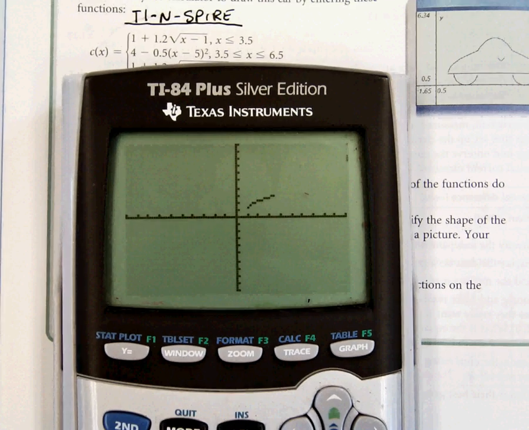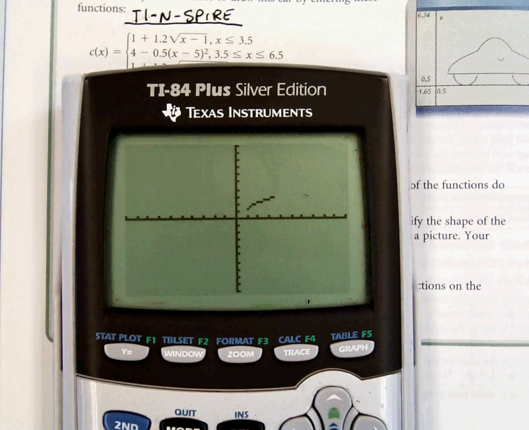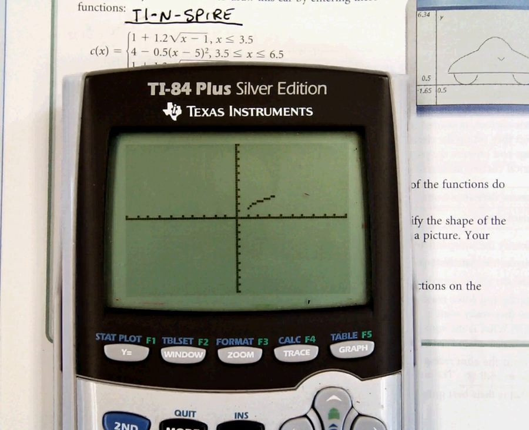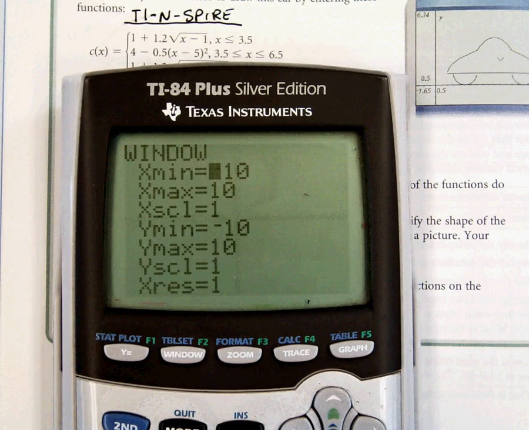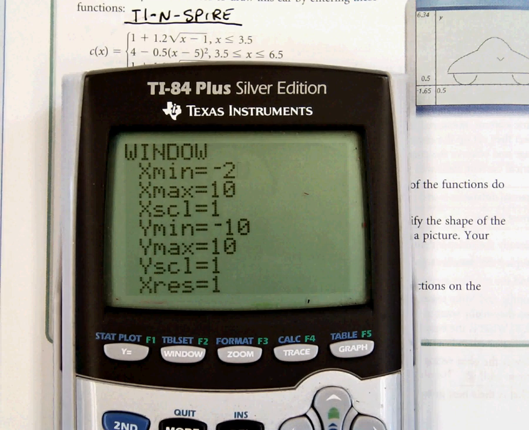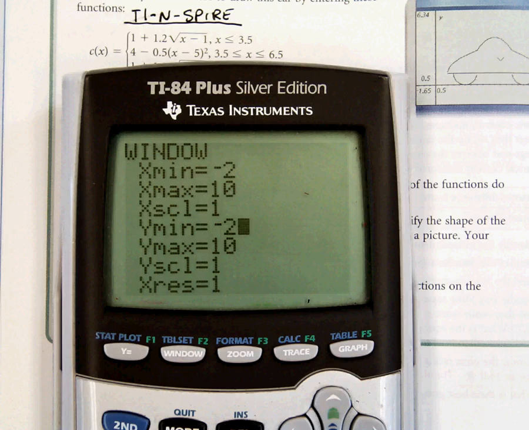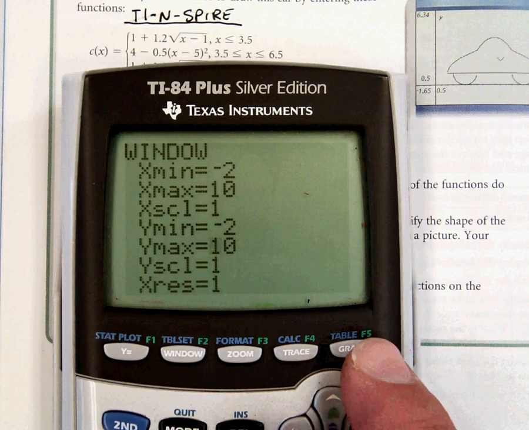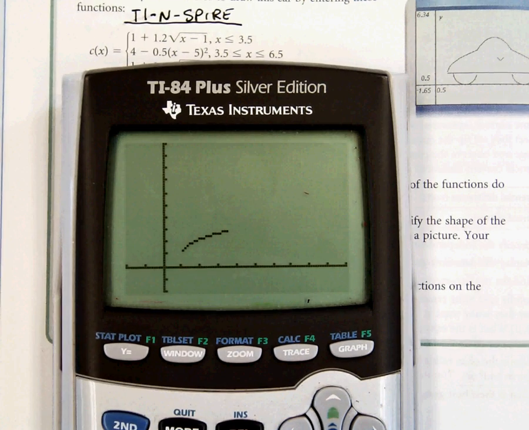If I press graph, it's going to be on a standard window. It looks like the front hood, or maybe that's the trunk of the car. If you want it to look exactly like the picture that they have, you can adjust the window with the settings that they have. It looks like they have the x going from -2 to about 10, and the y going from, I'd say again, -2 to 10. So we can just see the upper right-hand quadrant of the graph. So there's that part of the car.